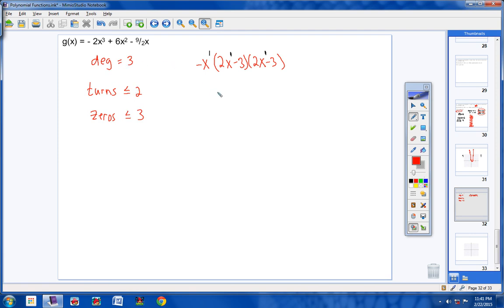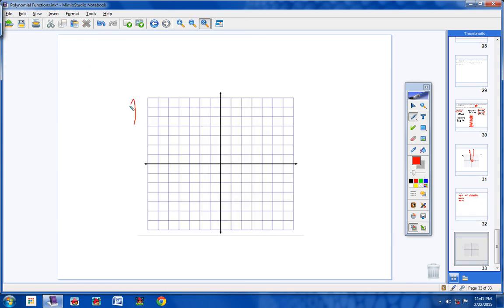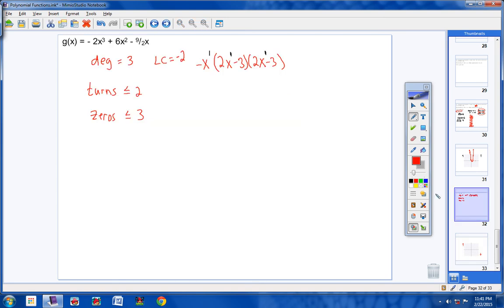Okay, now my lead coefficient is -2. So I have an odd degree and a negative lead coefficient. What does that mean? Do you remember? Look in your notes if you need to. Odd degree, lead coefficient's negative, okay? That means I'm going up to the left and I'm going down to the right, okay? Look in your notes and you'll see that, okay?